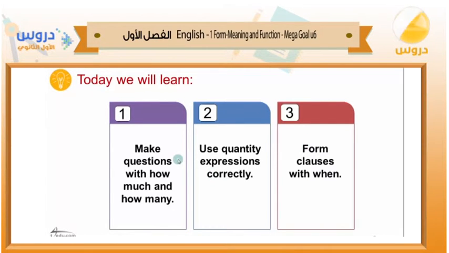For number one, we're going to learn how to do some questions with how many and how much, which one we use for countable and non-countable nouns. And also we use these kind of expressions that are related to quantity, countable and non-countable, with other expressions correctly, like a lot of, a little, some, a few, and so on. And for three, we're going to form clauses with when. So we have when clauses or WH clauses, and today we'll learn how to do clauses with when.